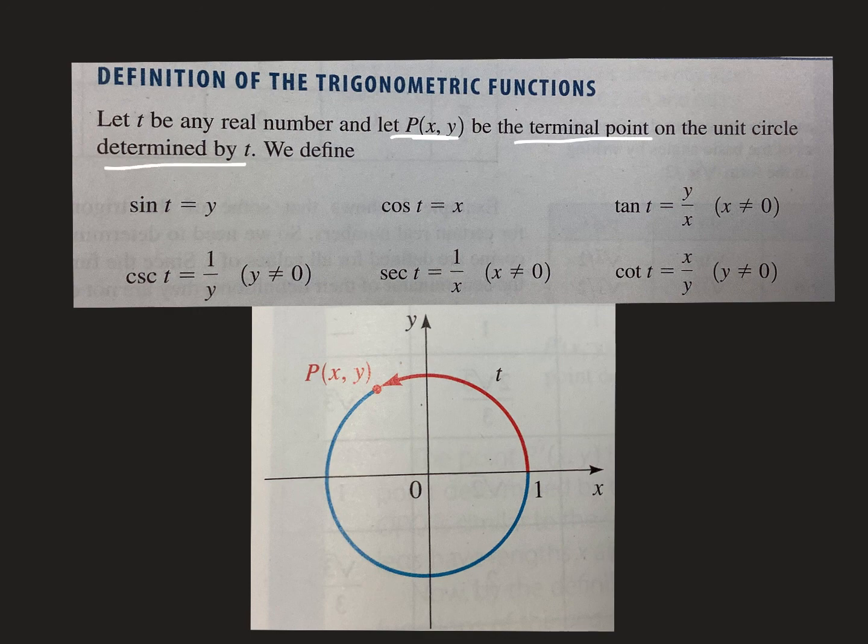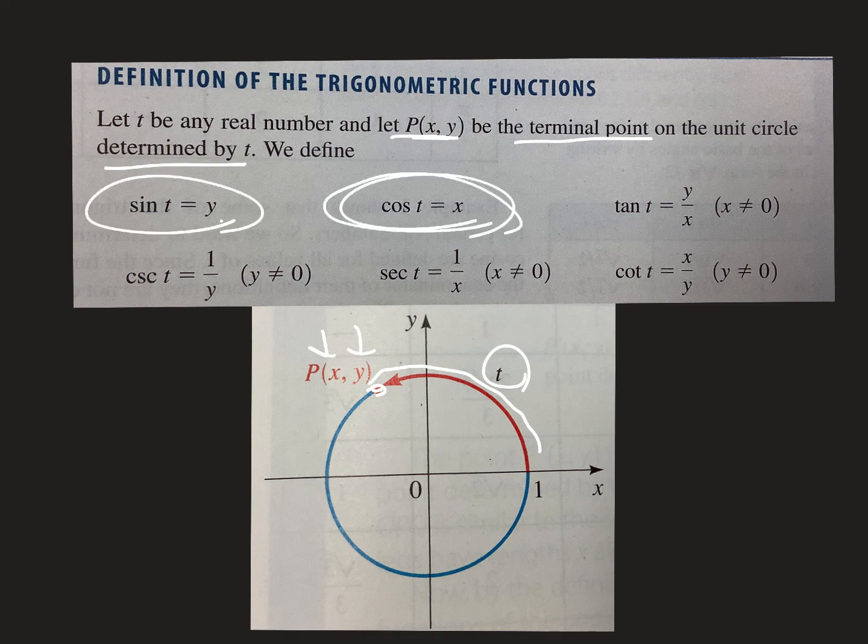So, some number t, I'm going to go that far, whatever t is, along the unit circle and get some point P. Now, that point has an x coordinate and a y coordinate. What I want you to get from this slide is cosine is the x, sine is the y. Cosine of t is the x coordinate, sine of t is the y coordinate. Cosine is x, sine is y. That is so huge. Tangent is just y over x.